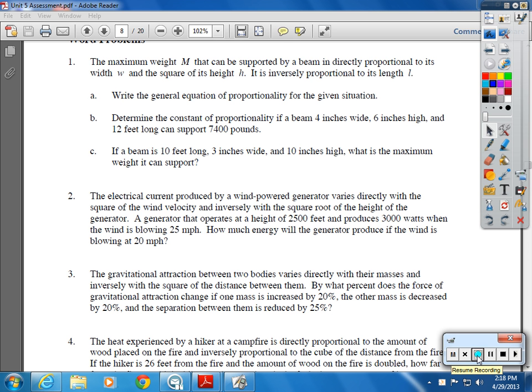So look at the word problem here. Maximum weight, M, that can be supported by a beam is directly proportional to its width, W, and the square of its height, H. It is inversely proportional to its length. So we have a lot of things going on here. First of all, we're talking about weight M. So it's going to be M equals, all right, and it says directly proportional. That means varies directly. That means K times its width, W, and the square of the height. So that'd be H squared.